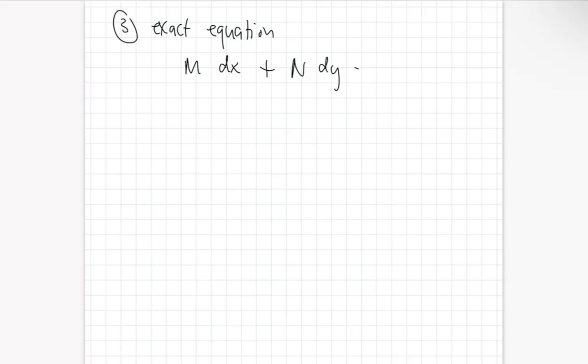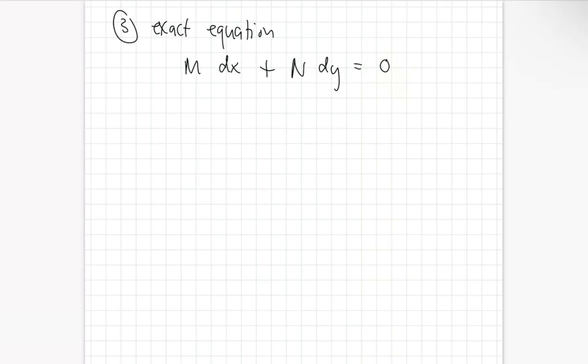And the last method is the exact equation. For an exact equation, you have M dx plus N dy. The equation must be written in general form, with M a function of x and y, and N a function of x and y. And this must equal 0. If not equal to 0, then you cannot use the exact equation.